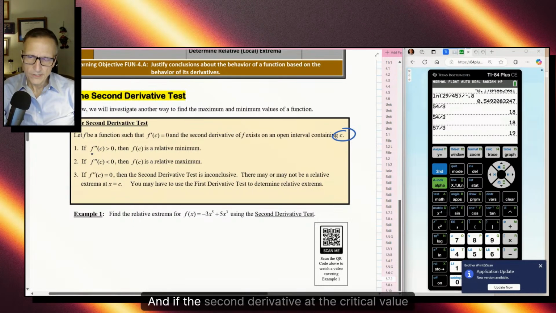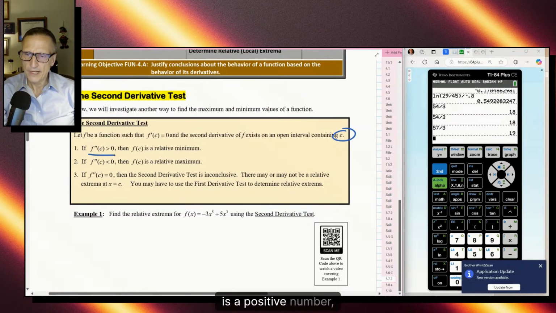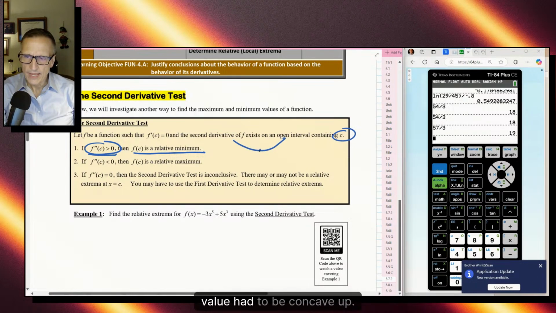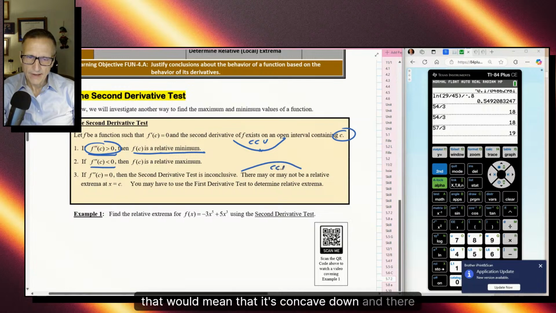If the second derivative at the critical value is a positive number, it means that f of x has a relative minimum at that particular critical value. Now, why would that be true? Because if the second derivative is positive, the function at that critical value has to be concave up, and if it's concave up there, that has to represent a relative min. And if the second derivative is negative, it's concave down and there has to be a relative max.